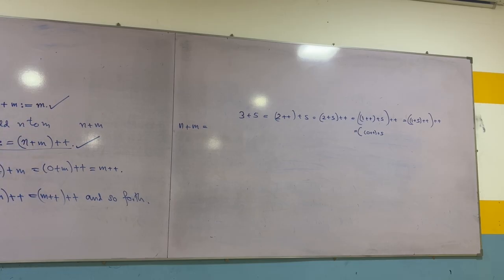Here, assuming that we are in the inductive recursive definition, assuming that we know how to add n to m, we have defined how to add n plus plus to m. So, using that, we have 2 facts about addition: that 0 plus m is equal to m, and that n plus plus m is n plus m plus plus.